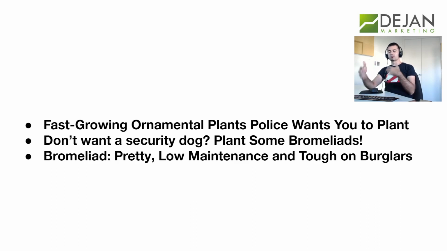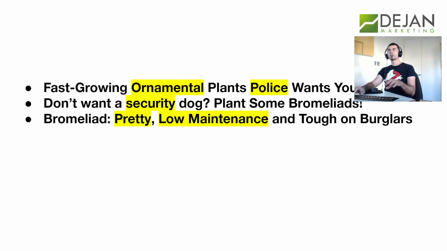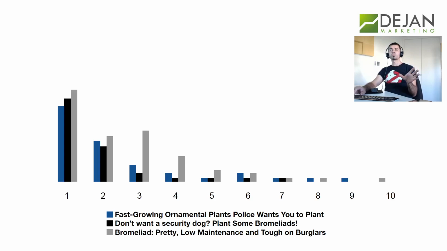So after much deliberation, research, all sorts of tools, I've come to 3 potential solutions. These are my topics. Fast-growing, ornamental plants police want you to plant. Not bad. Second, don't want a security dog? Plant some bromeliads. Now I'm tying it back to the plant that I wanted to sell on my online store, right? And the third one is also very directly related to the product, bromeliad. Pretty, low maintenance, and tough on burglars. So we've got those main terms, pretty, police, security, low maintenance, etc. all embedded in there. So what do we do next?